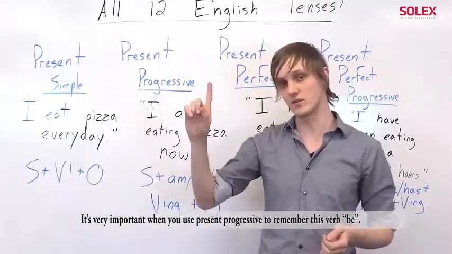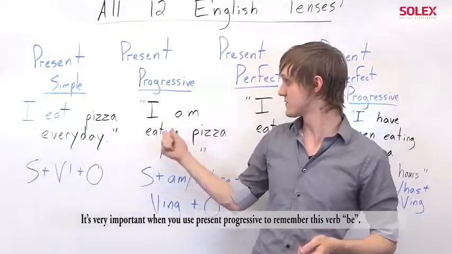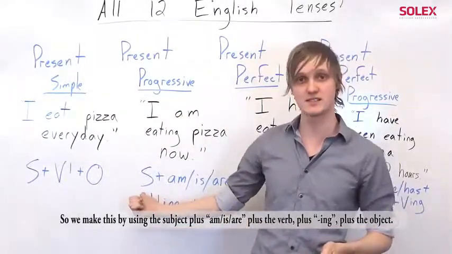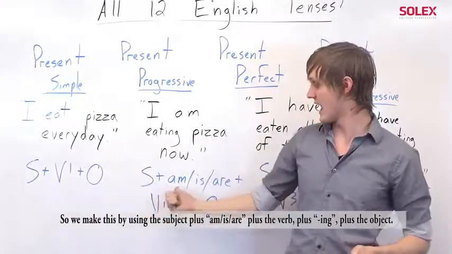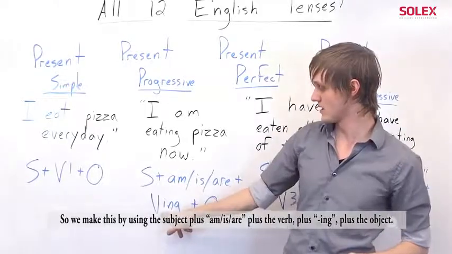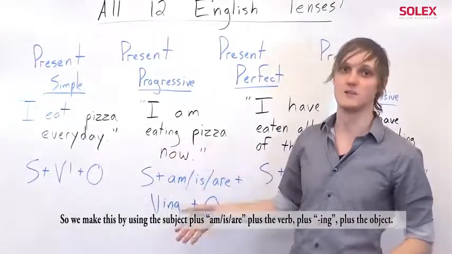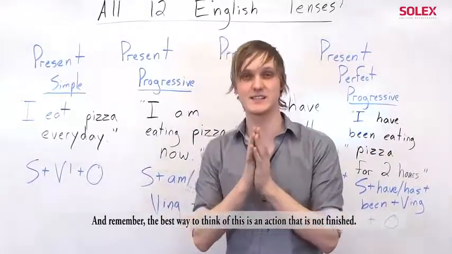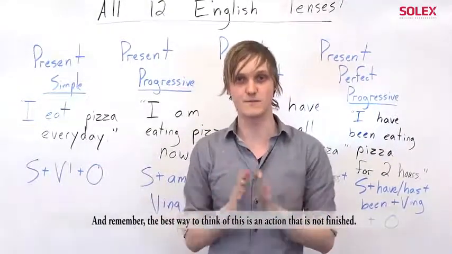It's very important when you use present progressive to remember this verb be. So we make this by using the subject plus am, is, or are, plus the verb plus ing plus the object. And remember, the best way to think of this is an action that is not finished.